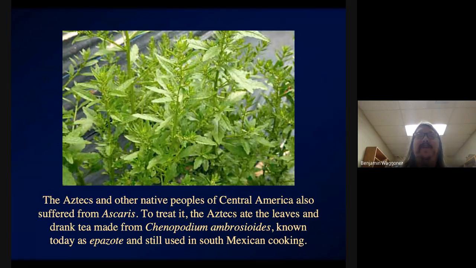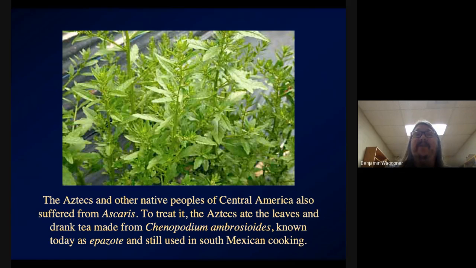The native people of Central America suffered from Ascaris, and they had a treatment. They ate the leaves and drank tea from Chenopodium ambrosioides. Chenopodium, the family is sometimes called the goosefoot family. Chenopodium, I believe, includes quinoa, this seed you can get as a grain substitute that's popular in Whole Paycheck and things like that.